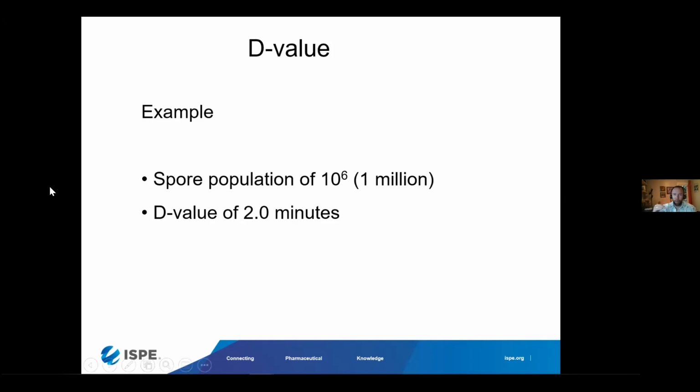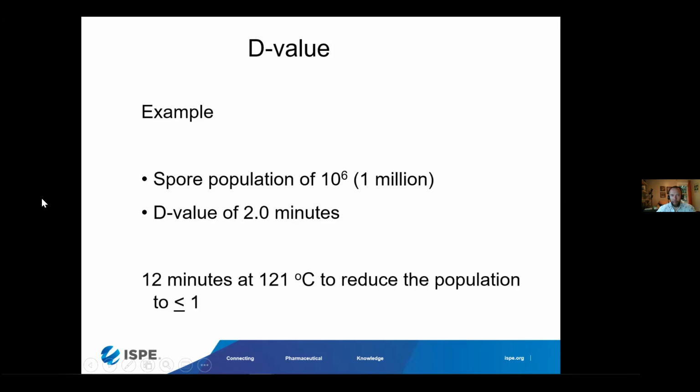10 to the sixth with a 2-minute D-value down to less than 1 would take 12 minutes in the cycle at 121 degrees Celsius to reduce the population to less than 1. So this is really the biological indicator example. This is the expectation harmonized throughout the industry when we're using biological indicators: to start with a population of 10 to the sixth, approximate D-value of 2, and a cycle that certainly is more robust than 121 degrees for 12 minutes. We want to add that extra time for sterility assurance, but this is the concept where we're coming up with those parameters.